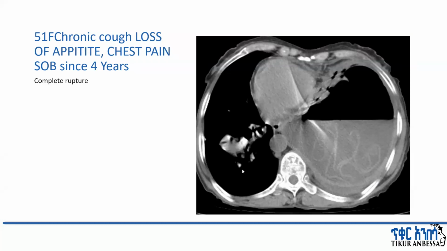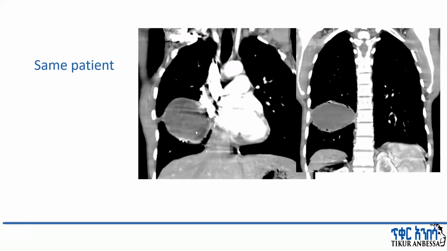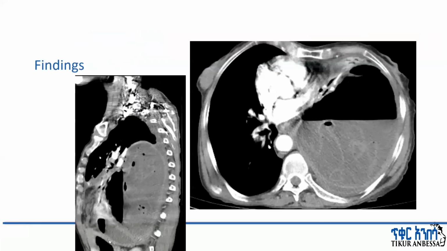This is the same case. You can see there is a huge air fluid level with a floating membrane. You can see enhancing, and there is another collection of fluid here, a fluid level. So this patient developed pleural fistula, cystopleural fistula, and cystobronchial fistula. It has a lot of fistulous communications.